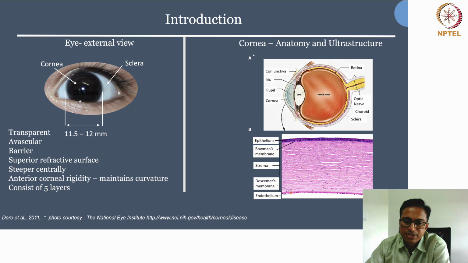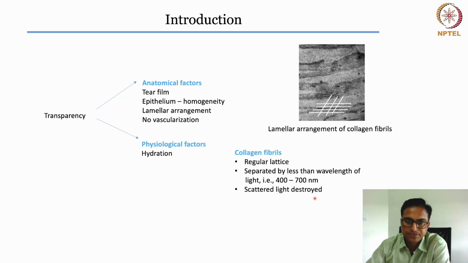So this Descemet's membrane is also an acellular layer. No cells are present here. It's also made up of some basement membrane components, and it separates the endothelium and the stroma, so that there can be a separation between the stromal cells. So this is the overall histological characterization of the whole cornea, including stroma, epithelium, and the endothelium.